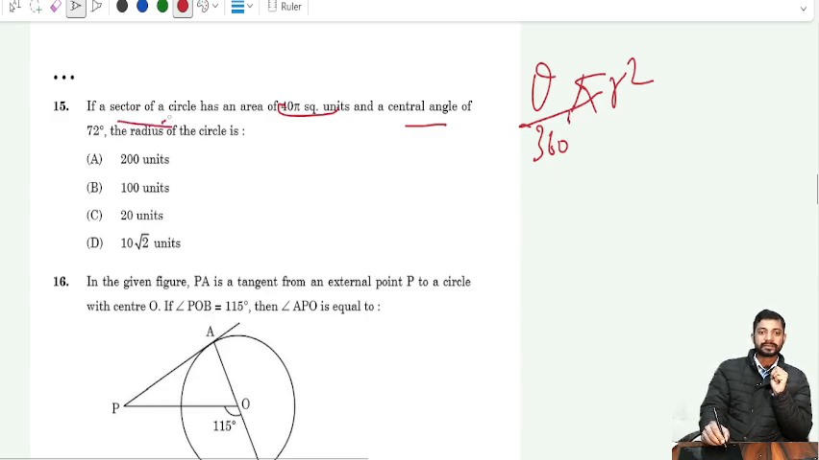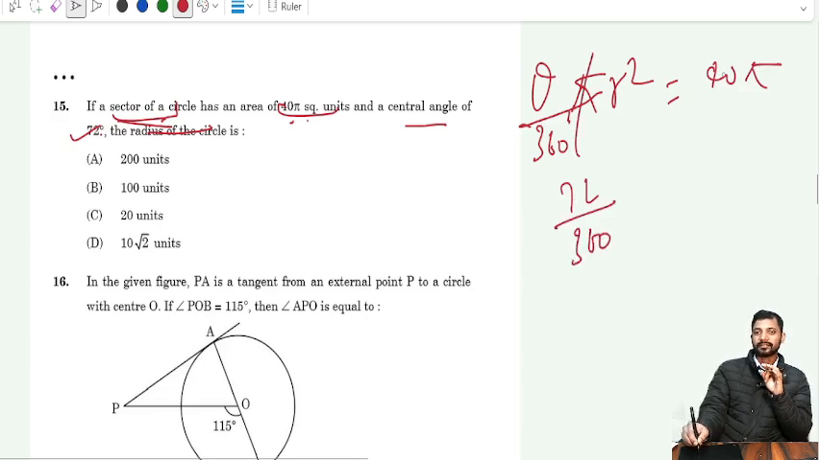Here you are given the area of the sector as 40 pi square unit, and the central angle is 72 degrees, and you have to find the radius. So theta upon 360 pi r square is equal to 40 pi, and the value of theta is given as 72 degrees. So replace theta by 72. Here you can cancel pi. You don't need to put the value of pi, it will only increase your workload. Now r square is 40.